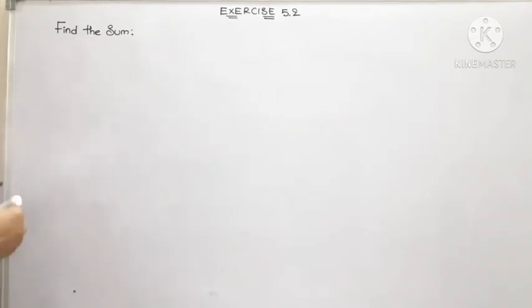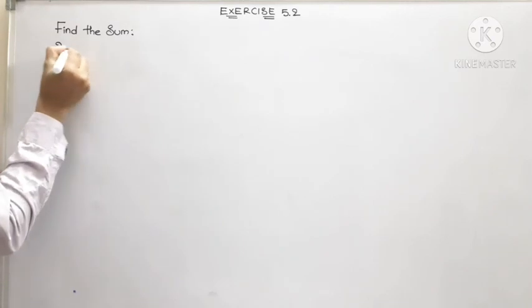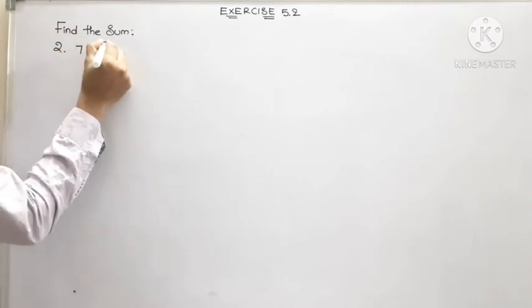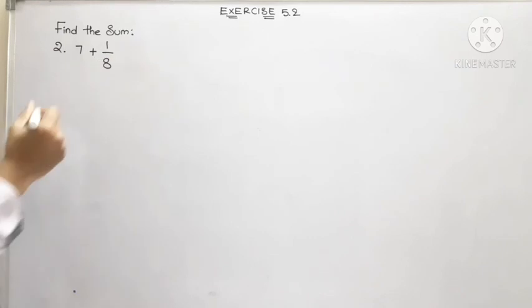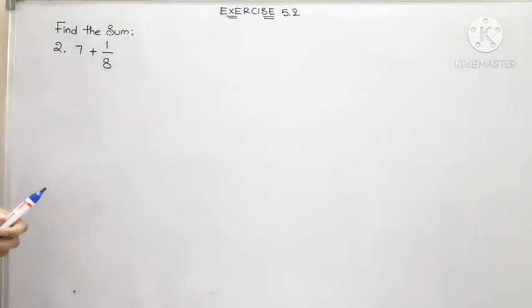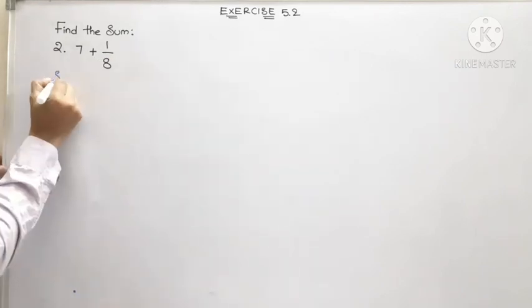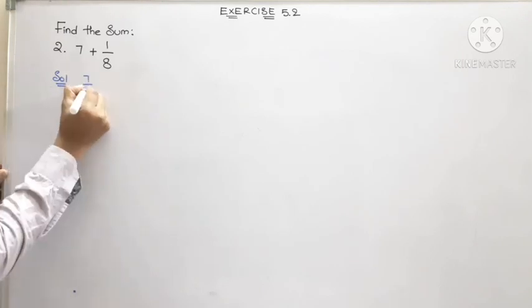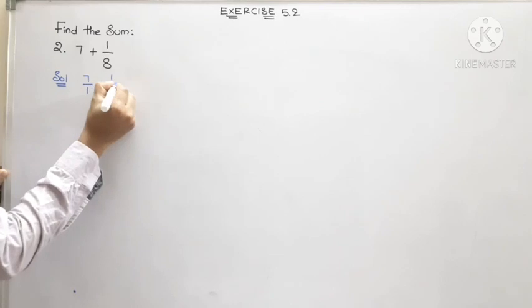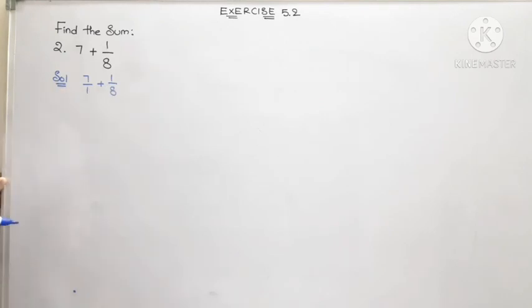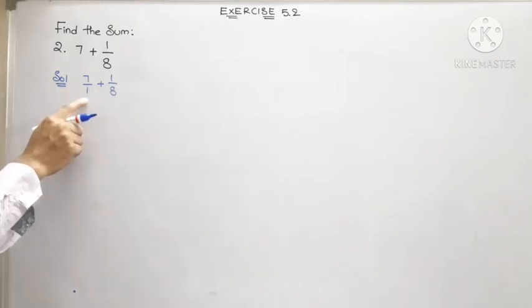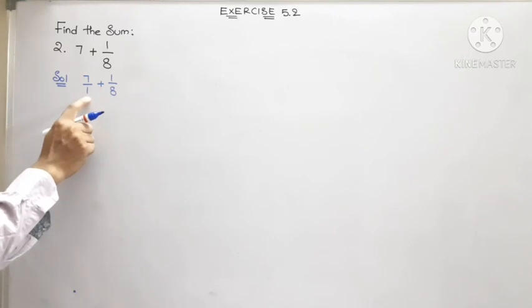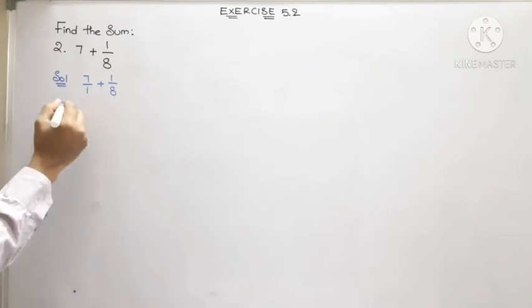The second question is 7 plus 1 by 8. Look, we can write this one as 7 by 1 plus 1 by 8, just like the previous problem. Here also we have the advantage that of the two denominators, one denominator is 1.